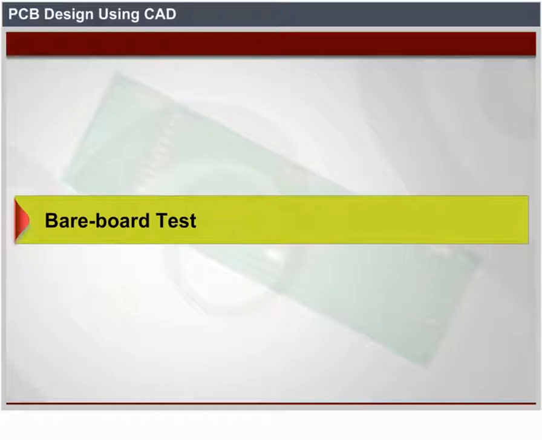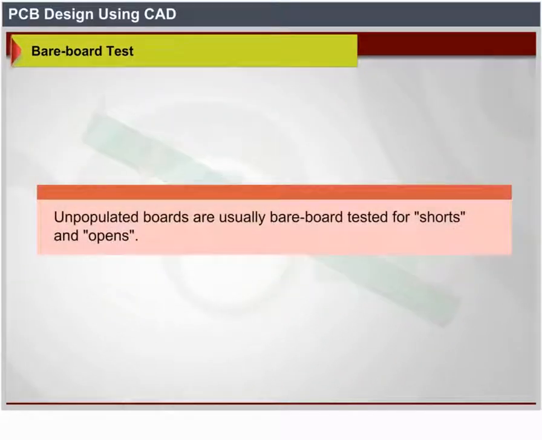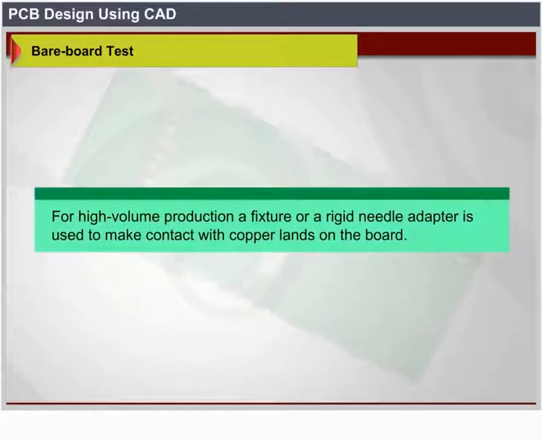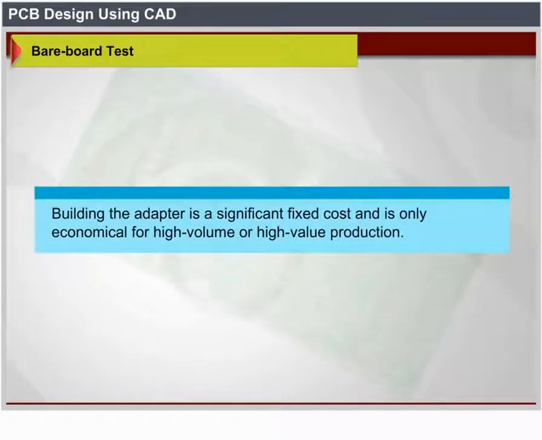Bare board test. Unpopulated boards are usually bare board tested for shorts and opens. A short is a connection between 2 points that should not be connected. An open is a missing connection between points that should be connected. For high-volume production, a fixture or rigid needle adapter is used to make contact with copper lands on the board. Building the adapter is a significant fixed cost and is only economical for high-volume or high-value production.